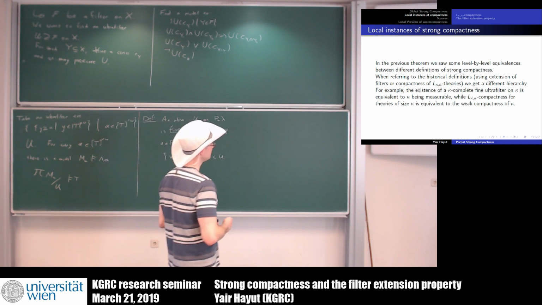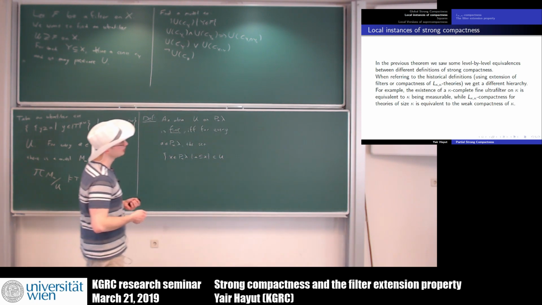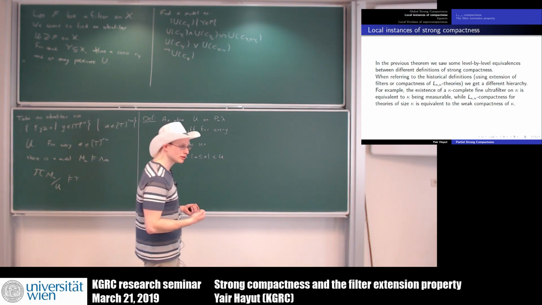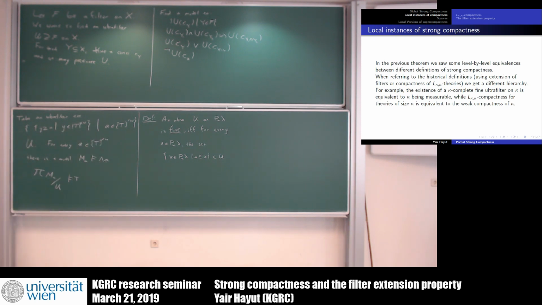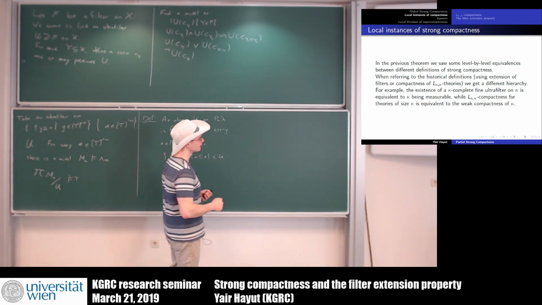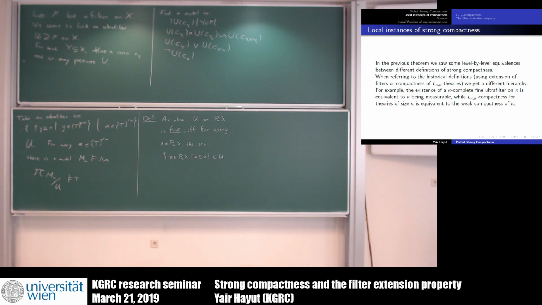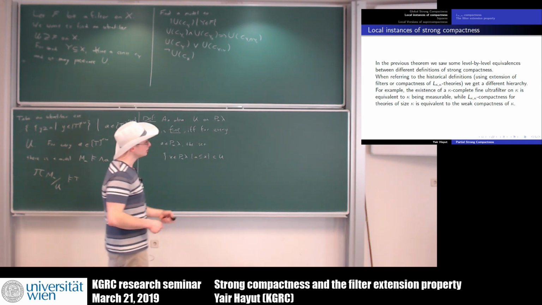Obviously, L_{κκ} compactness for theories of size κ is just weak compactness. It just means that κ is weakly compact. Now, if κ is strongly compact, it is in particular measurable. So we don't have a place in the hierarchy for this type of compactness principle. And I will try to convince you that we can say something even stronger: L_{κκ} compactness for various sizes of theories is not exactly aligned with the existence of fine ultrafilters. They are somewhere in between.